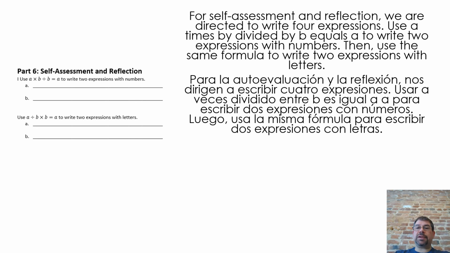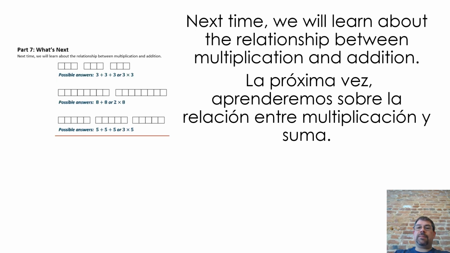For self-assessment and reflection, we are directed to write 4 expressions. Use A divided by B times B equals A to write 2 expressions with numbers. Then, use the same formula to write 2 expressions with letters. Next time, we will learn about the relationship between multiplication and addition.